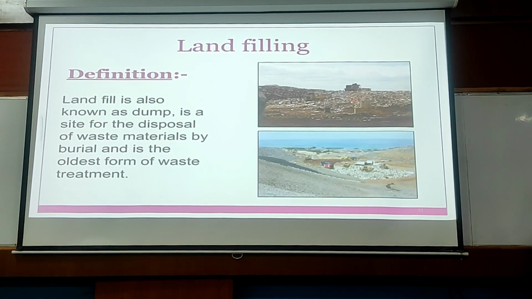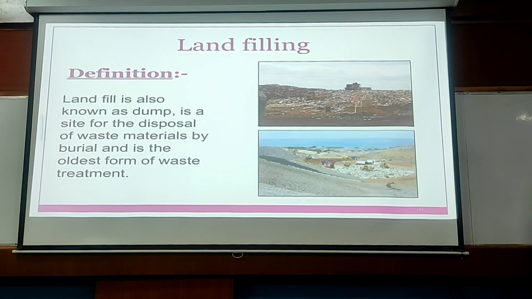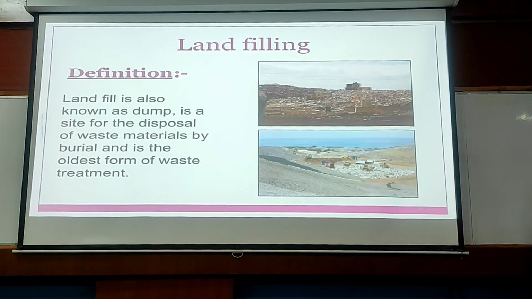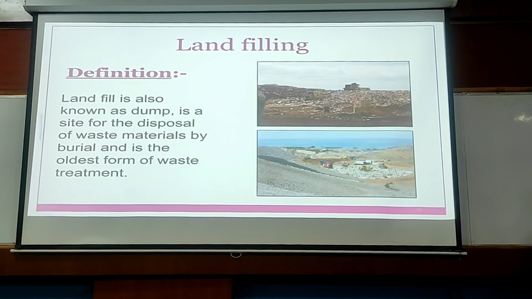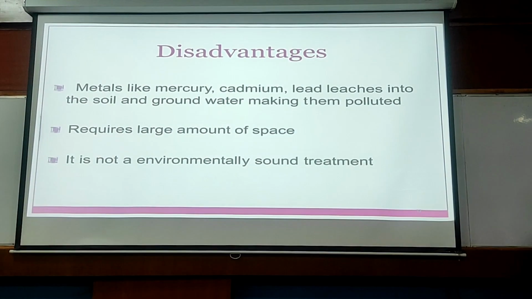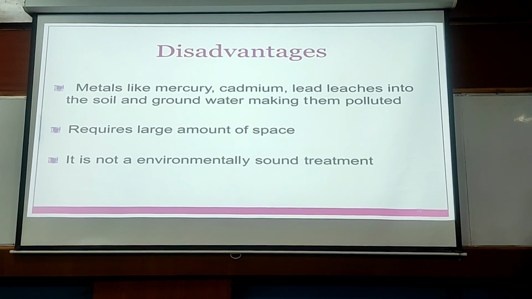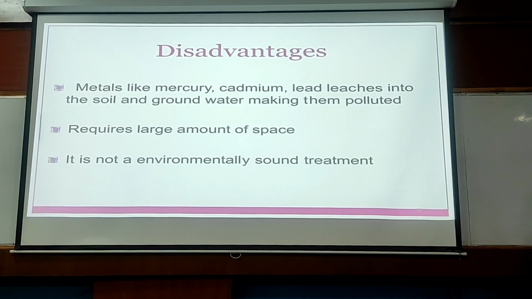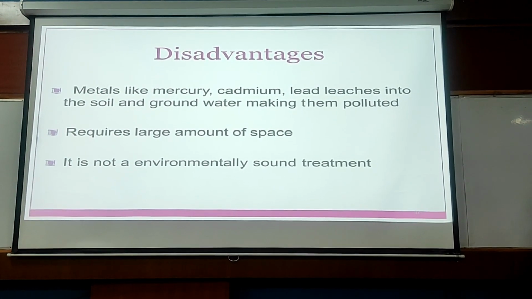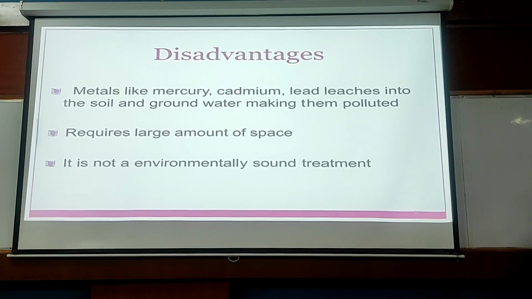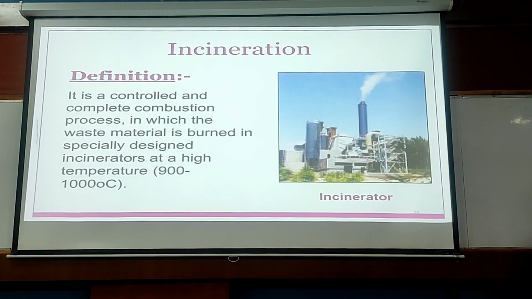Landfilling. In landfill, what we do, landfill is also known as a dump. It is a site for the disposal of waste material by barrier and is the oldest form of waste treatment. The disadvantage is that it has leaching, because metals like mercury and cadmium leach into the soil and groundwater is polluted, and it requires large space and it is not environmentally friendly. That's a problem with it.